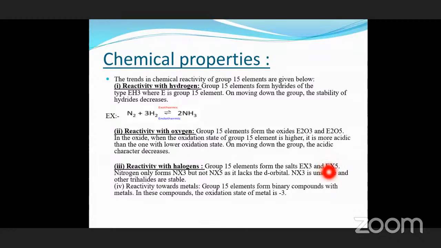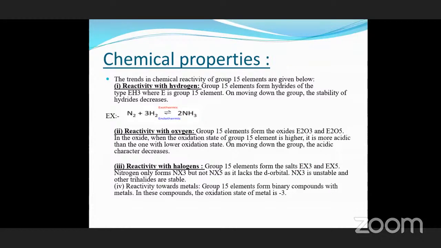EX5 means pentahalides. But the nitrogen rarely forms the EX5 type, because in nitrogen the d orbitals are not available. Also, due to the presence of more electronegativity and lower atomic number, nitrogen does not form EX5 type but mostly forms EX3 type. This is the important point when the fifth group elements react with the halogens.